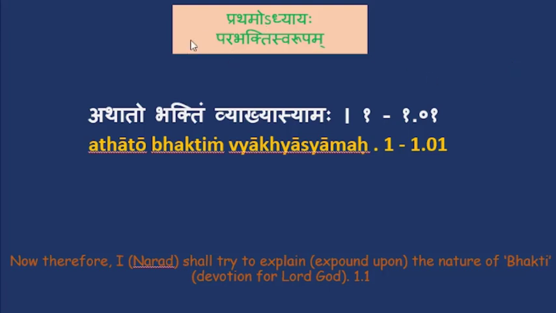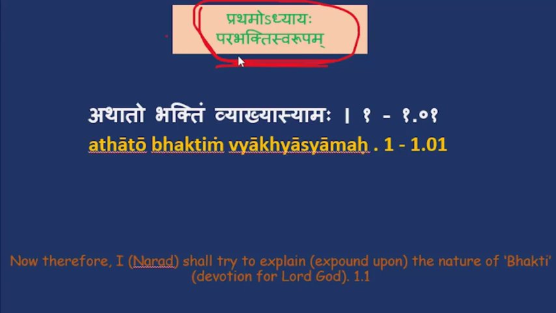Now we are entering into the Bhakti Sutra, Narada Bhakti Sutra. The first chapter's name is, can you read the name? Anyone? Screen is there. I think the screen is visible to you. Read the name. Athato Bhaktim Vyakhyasyamah. No, I am asking the chapter name. Chapter. Prathamo Adhyayah, Parabhakti Swarupam. Very good. Parabhakti Swarupam. The whole text we are going to explain is almost Parabhakti, not Aparabhakti.